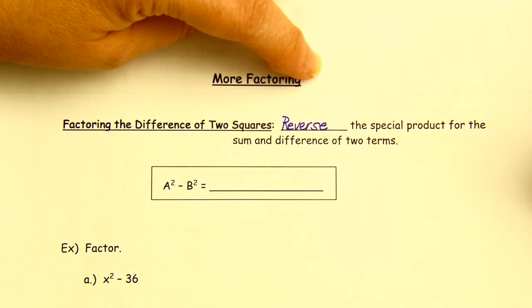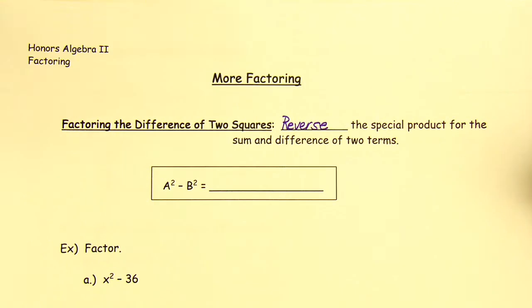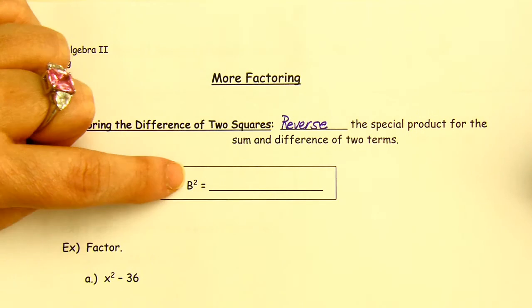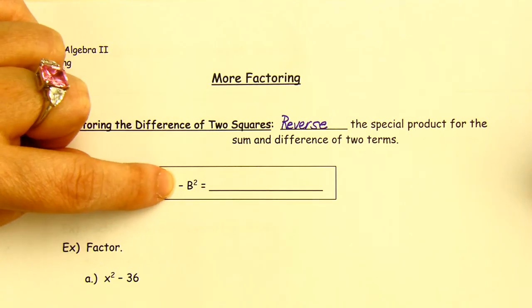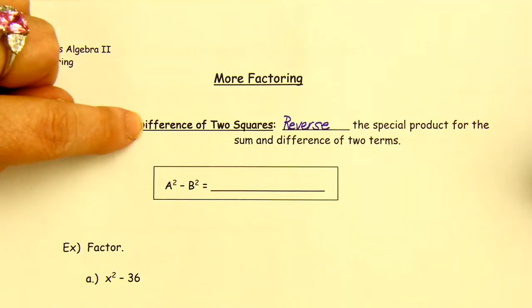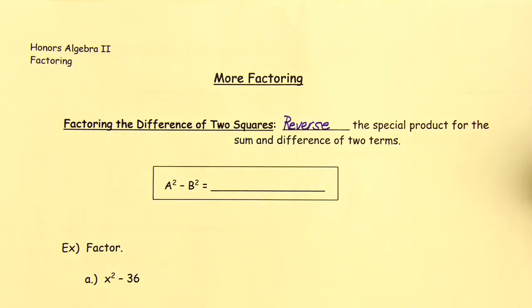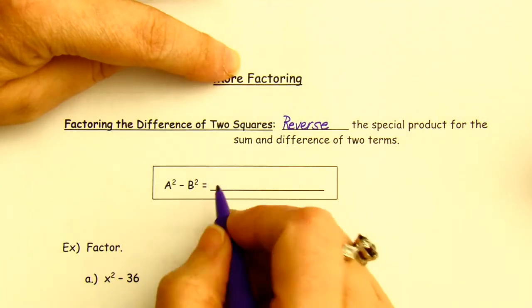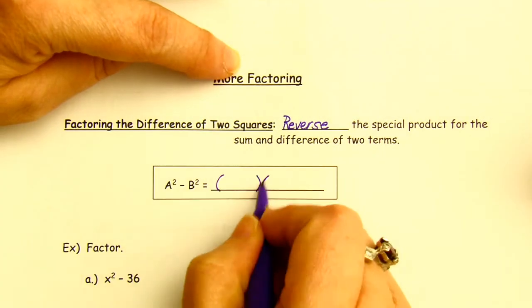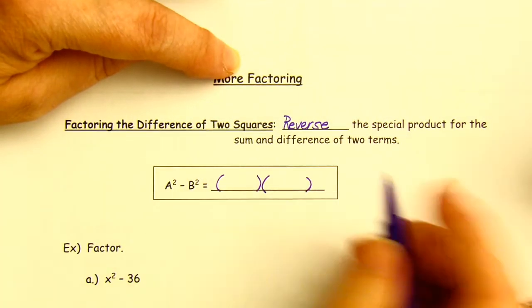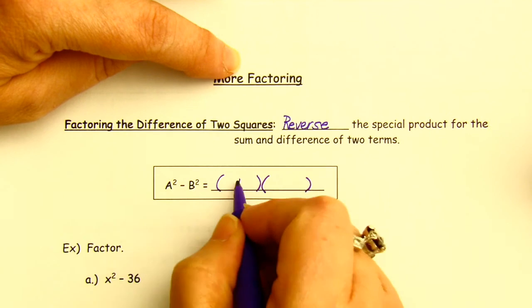All right, factoring the difference of two squares, you're really going to just reverse the special product for the sum and difference of two terms. So when I factor a squared minus b squared, notice a is a square and b is a square. And there's a subtraction in between, hence the difference. Okay? So when you subtract two things, you're finding the difference between them. That's always going to factor into two binomials where one has a plus sign and the other one has a minus sign.